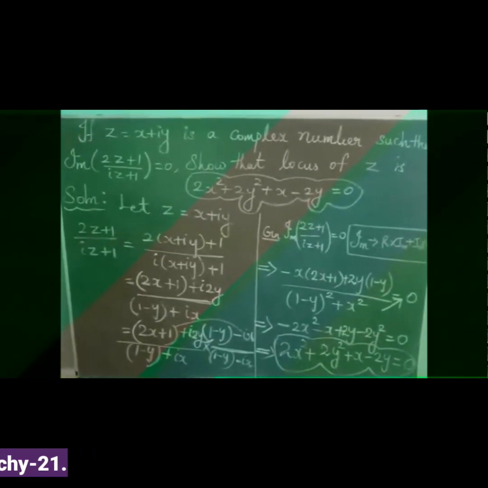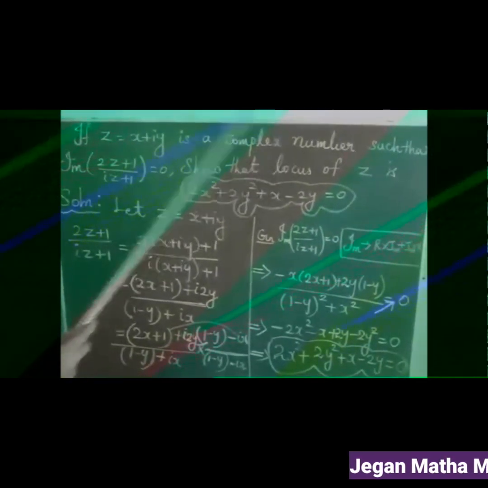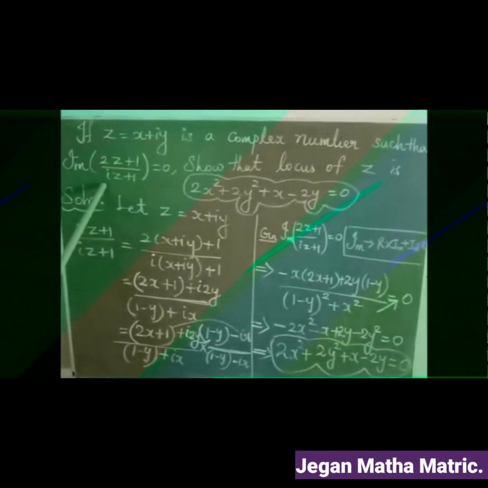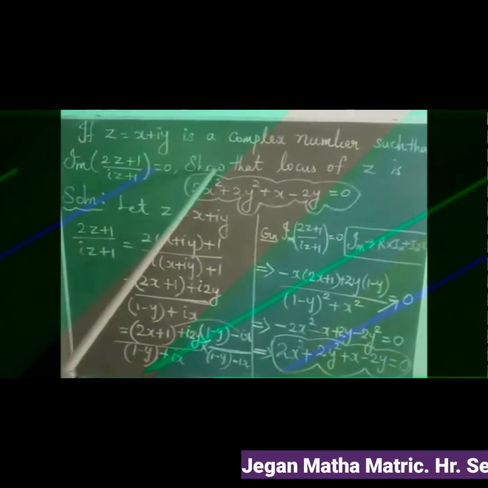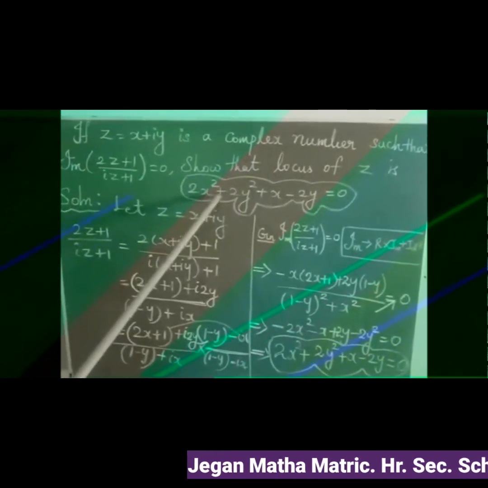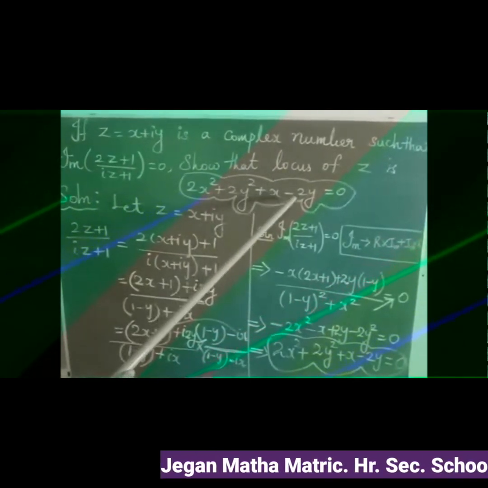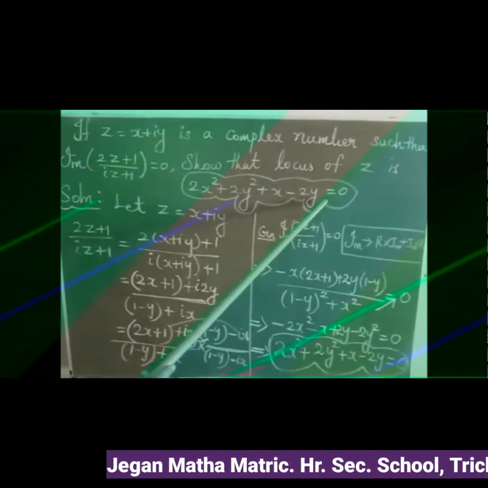Now let us solve the sum which is based on the locus of Z. If Z is equal to x plus iy is a complex number such that imaginary part of (2z plus 1) divided by (iz plus 1) is equal to 0, we want to show that the locus of Z is 2x square plus 2y square plus x minus 2y equal to 0. This is the answer. We want to derive this equation.